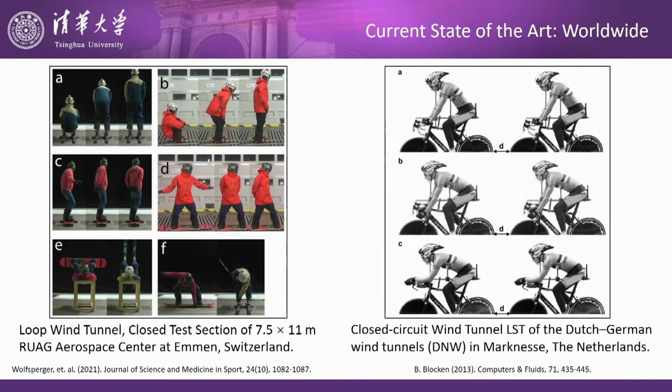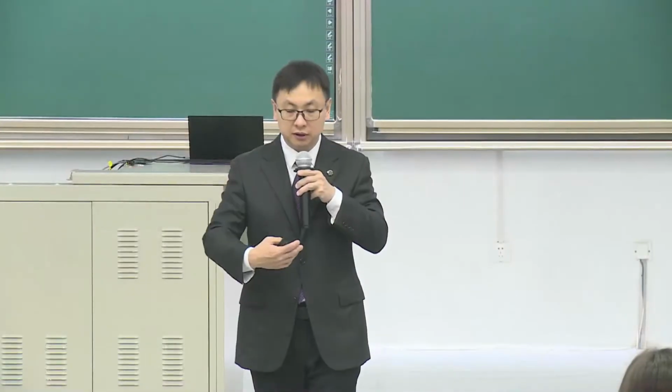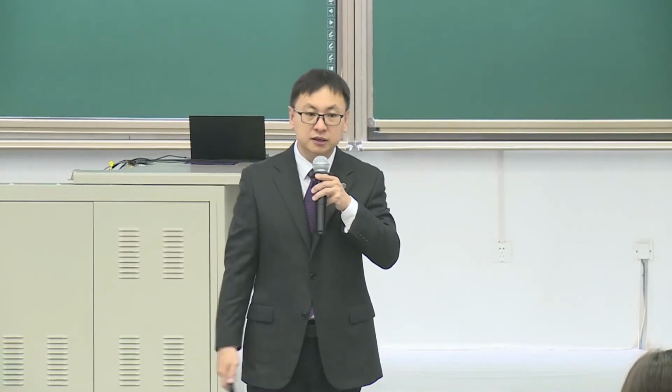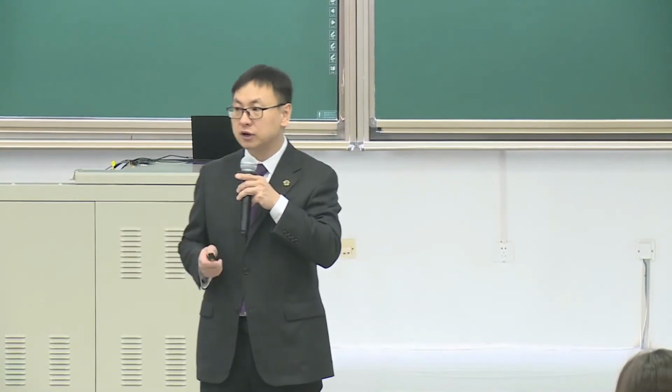The Netherlands has the Dutch-German wind tunnels, a group of tunnels. One of them is the LST low-speed tunnel. They use it to do the cycling test. We can see a lot of supporting structure here. Actually, it's in front of the athletes, so it will affect the drag number.